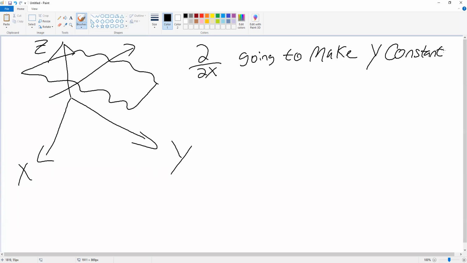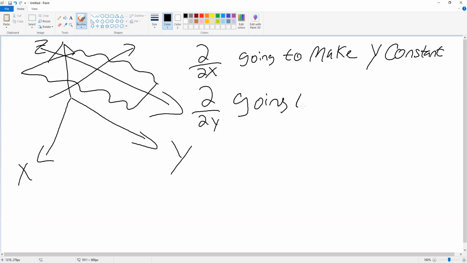Then we're gonna do the same thing with y. We're gonna see, oh wait, we can fix a y point and find a slope that's going through there as well. When we find a partial with respect to y, we're going to make what? Well, we're going to make x constant. We'll put a happy face there.